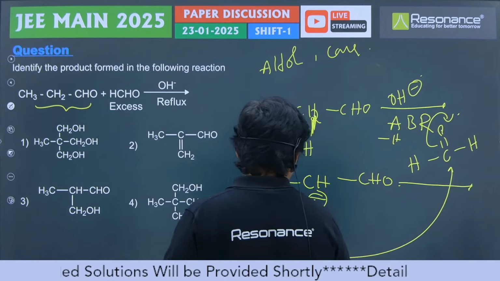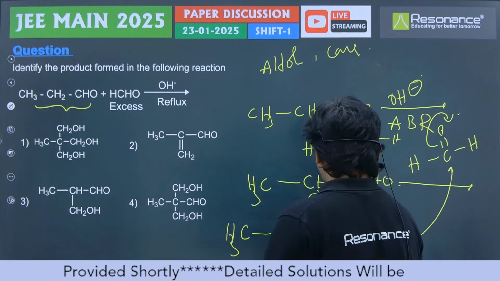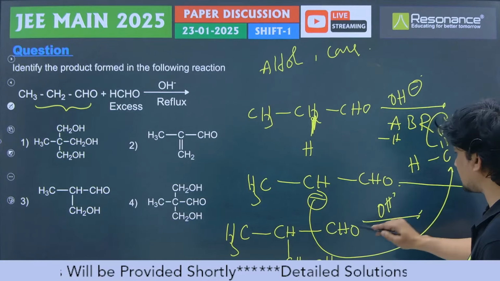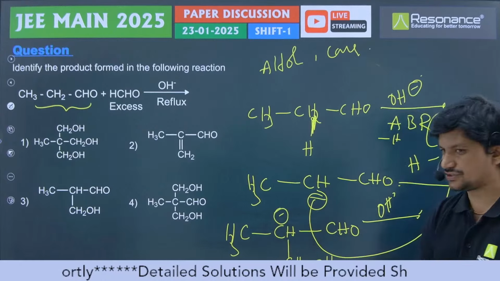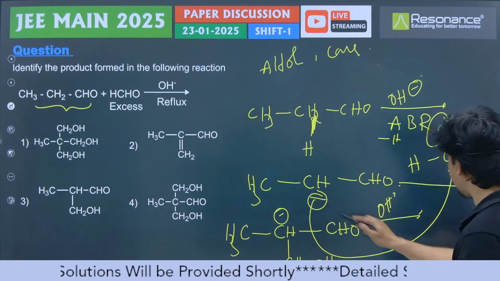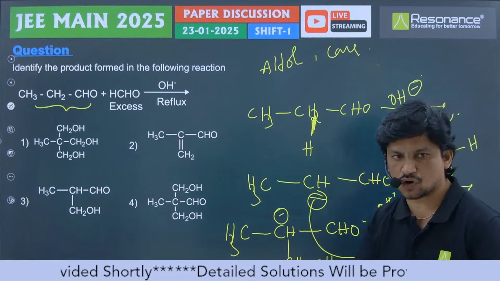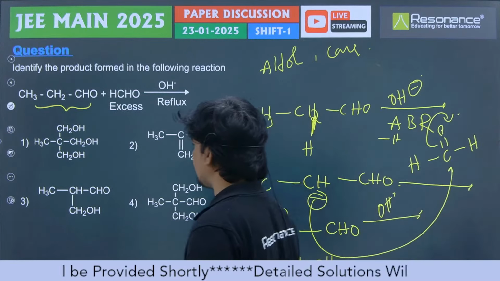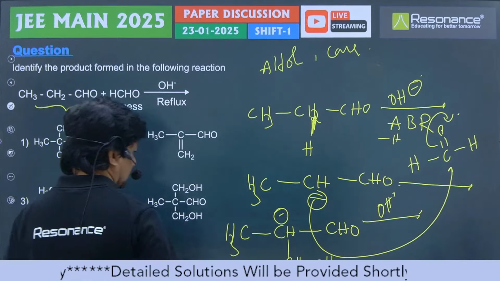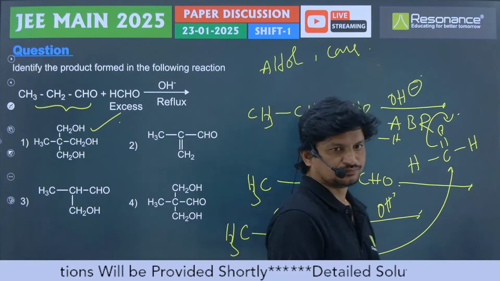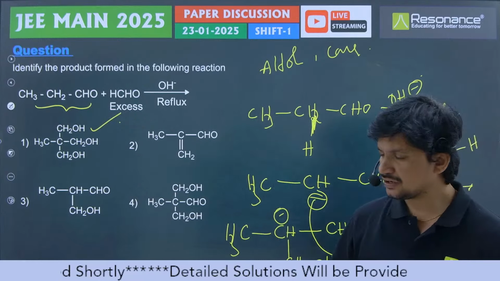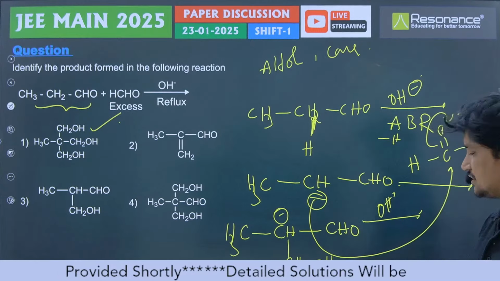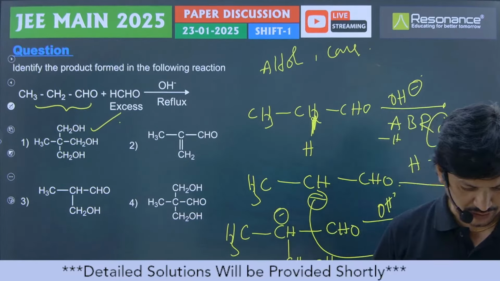CH2OH, and here we have the CHO. Again we have the active hydrogen, and again an acid-base reaction takes place, and this will get a minus charge. Here we get the negative charge. Again nucleophilic addition takes place on another mole of formaldehyde, and finally the Cannizzaro reaction takes place. Then you get option 1. The correct answer is option 1, right? Here an acid-base reaction is involved, nucleophilic addition is involved, and the Cannizzaro reaction is also involved.